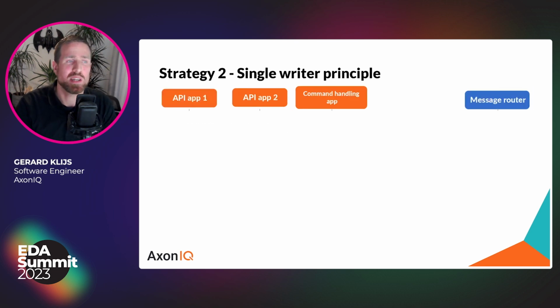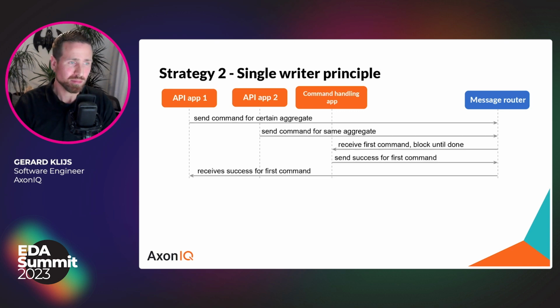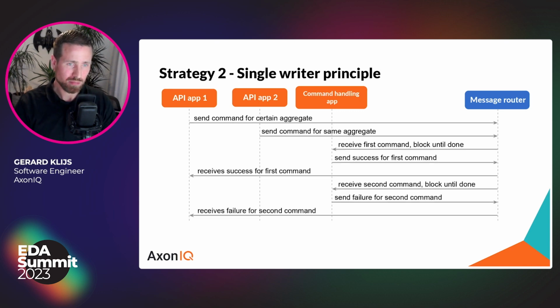A second approach is to make sure that all those commands are handled by the same application. Since the state within that application will stay correct, every time the first one will succeed and the second time won't succeed. So that second command will block also, because if it's all async, then it also won't work. So it has to block for the one to succeed, then try the second one, and then see that it doesn't succeed.